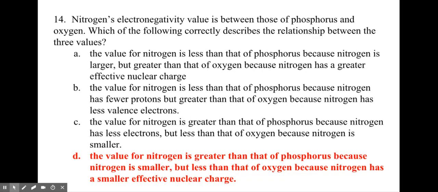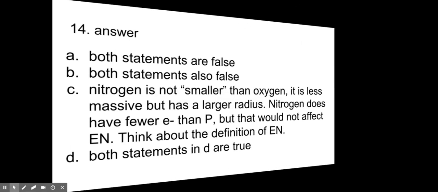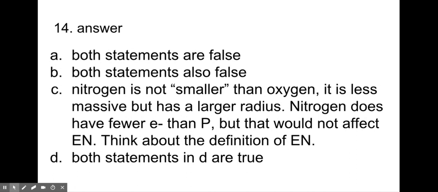Phosphorus, on the other hand, is lower on the periodic table. It's right below nitrogen. And if nitrogen is between these two, it must mean that oxygen has greater electronegativity and phosphorus has the lowest electronegativity. So we have to pick one of the choices that puts oxygen with the greater electronegativity and nitrogen there in the middle. So you can see A and B doesn't do that. So both of those statements are false.